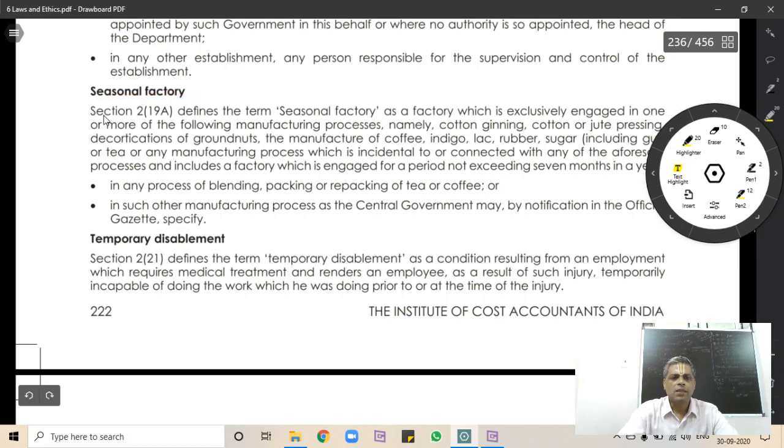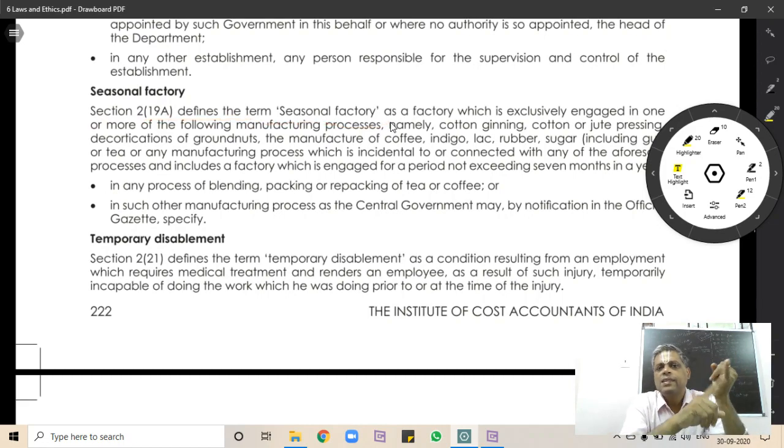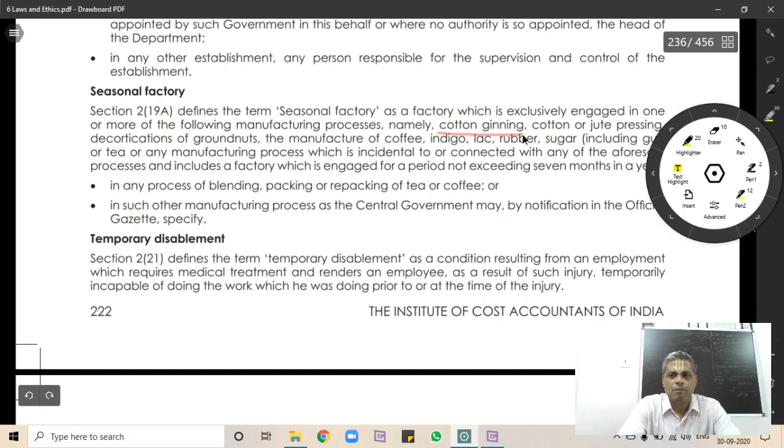Section 2, subsection 19A defines the term seasonal factory. If a factory is engaged exclusively in any one or more of the following manufacturing processes, namely cotton ginning, cotton or jute pressing, decortication of groundnuts, manufacture of coffee, indigo, lac, rubber, sugar including gur or tea, or any manufacturing process which is incidental to or connected with any of the aforesaid processes, and includes a factory which is engaged for a period not exceeding 7 months in a year.